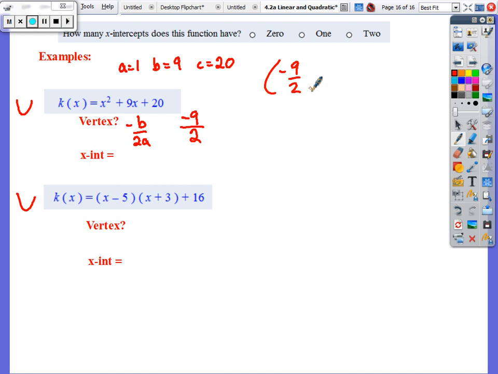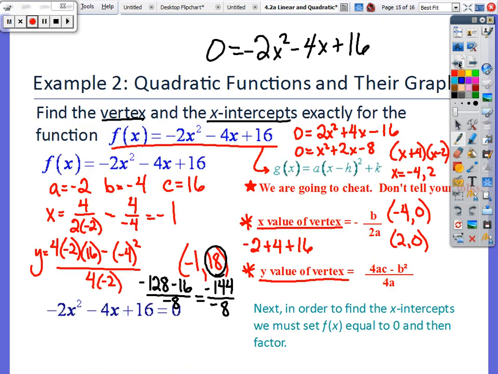Now, this is what I was getting at. Taking negative 9 halves and plugging it in will get you the right answer, but I don't know if that's necessarily the best way of doing it. You can do it that way, but another way is simply using our formula, which is finding the y. And if you go back and take a look, it's 4ac minus b squared over 4a.